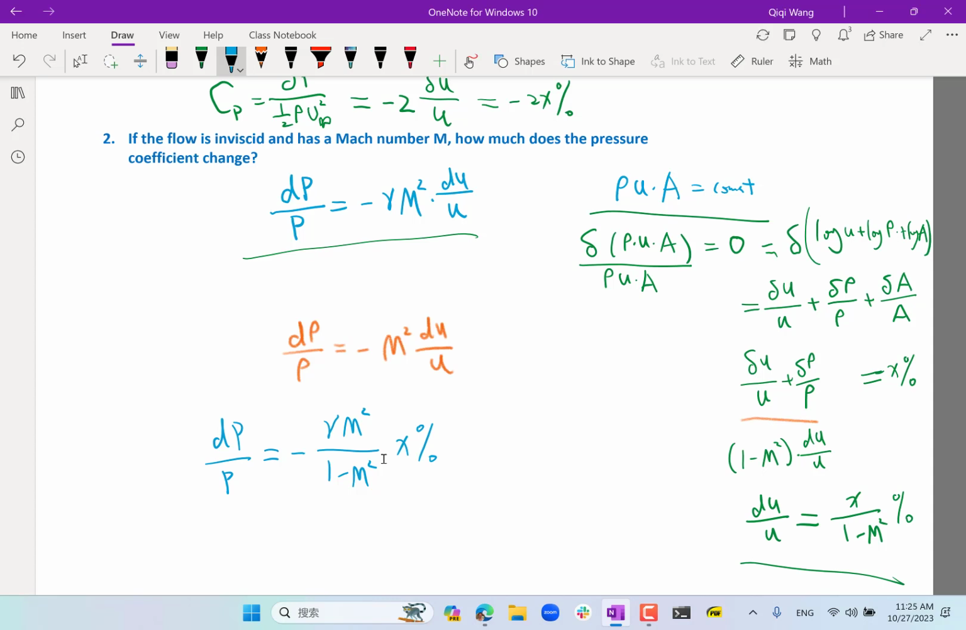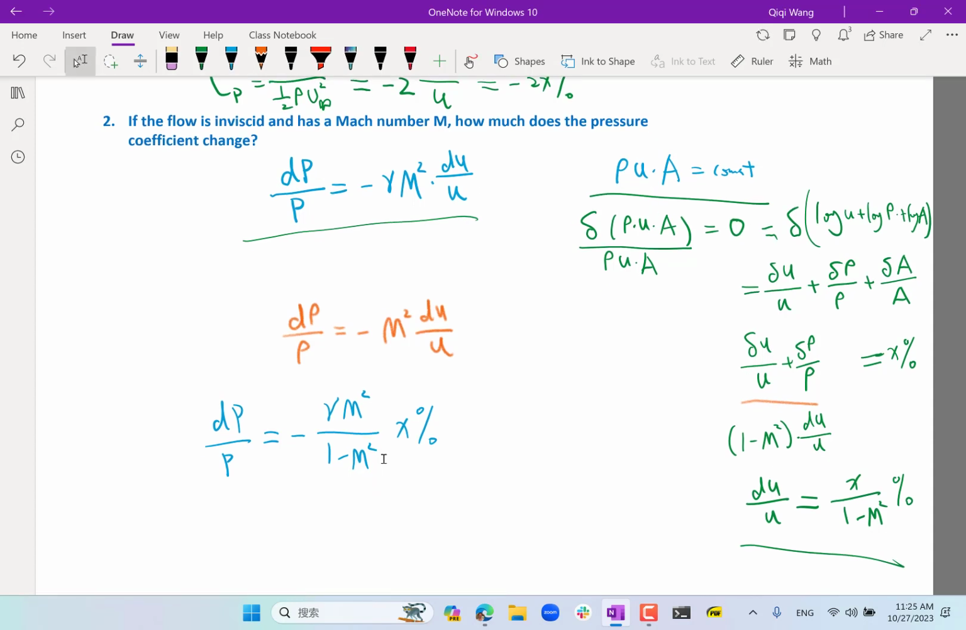Okay, so now finally let's figure out what the pressure coefficient is. How does the pressure coefficient actually change? Again, the pressure coefficient is going to be the small change in the pressure divided by half of rho u infinity squared. And plugging this in, what we get is dP equal to P times the whole thing.